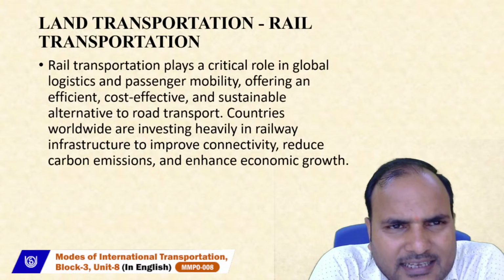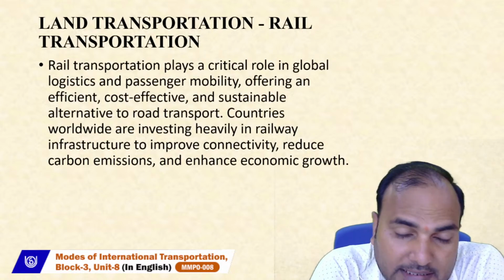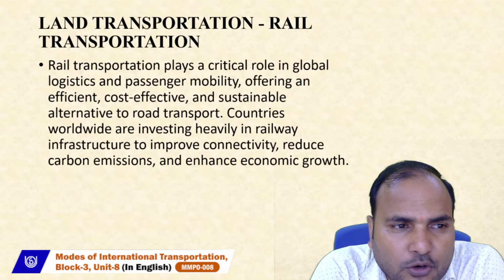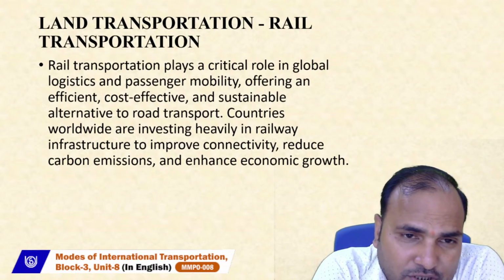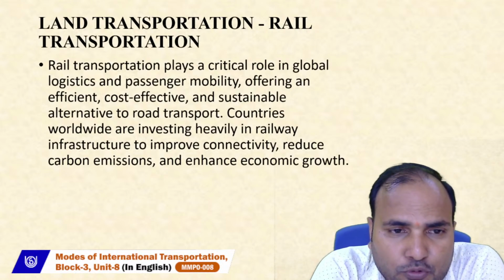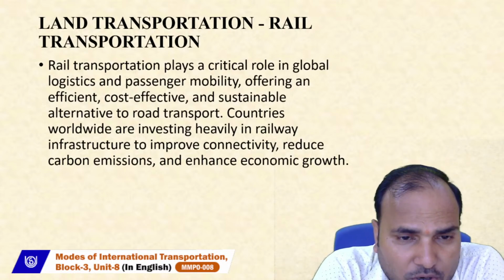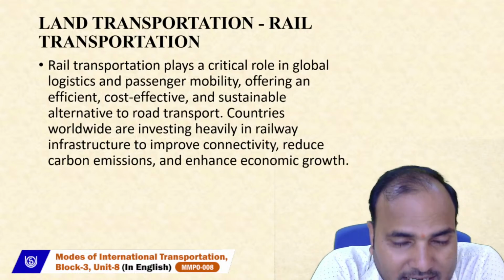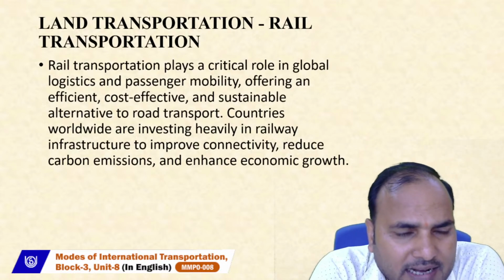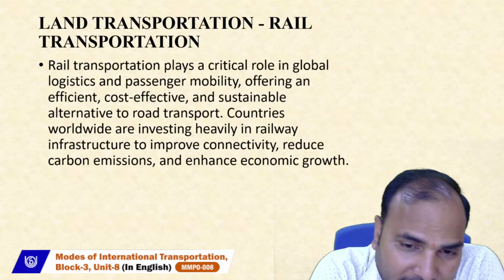Now let us come to land transportation, which relates to rail transportation. It is a very old and common transportation system. Rail transportation plays a critical role in global logistics and passenger mobility, offering an efficient, cost effective, and sustainable alternative to road transport. Yes or no? It is one type of alternative for road transport, but we cannot compare. Air transportation is not an alternative for road transport. Countries worldwide are investing heavily in railway infrastructure to improve connectivity, reduce carbon emissions, and enhance economic growth.